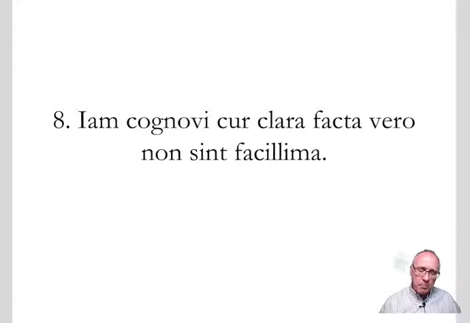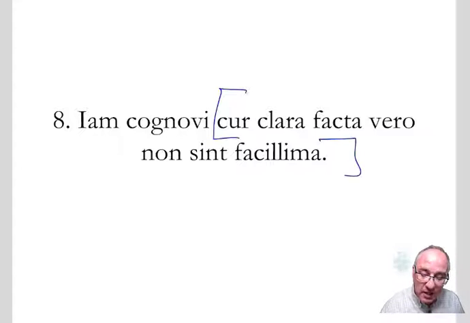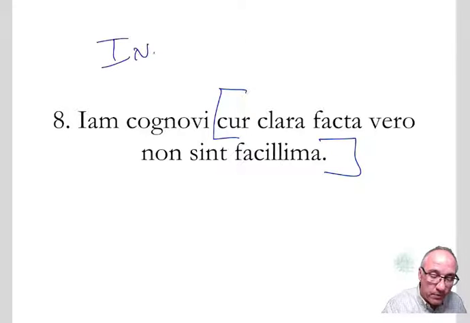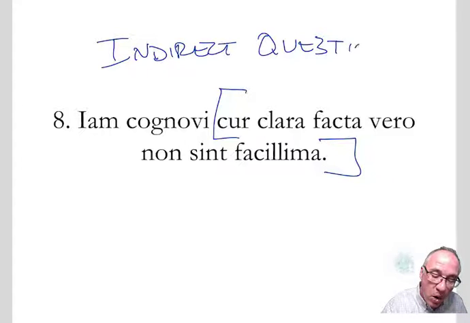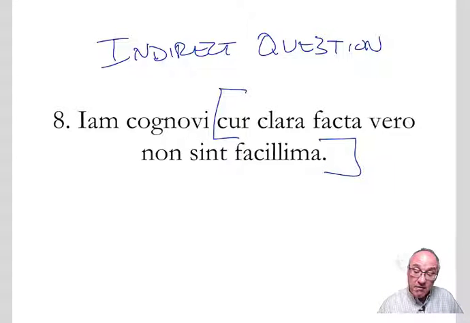8. Iam cognovi cur clara facta vero non sint facillima. A lot in this one. Already I know cur. Why? Indirect question. We have a knowing and then we have a question. Well, I know why. So we have an indirect question. I know why the famous deeds indeed are not the easiest.